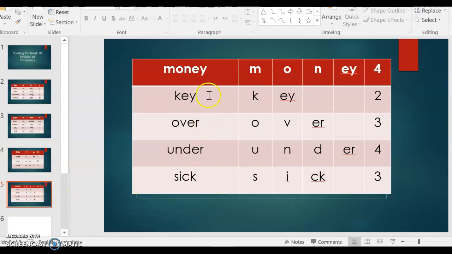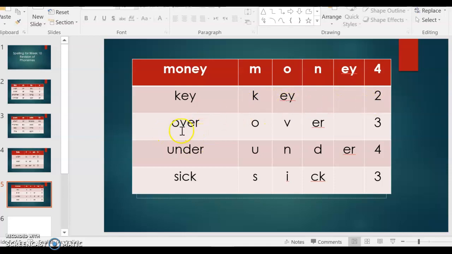And then we've got some more words here. So if we take the first two words here of money and key, let's break these down. Money. M, u, n, e. Again. M, u, n, e. Money. 1, 2, 3, 4. 4 phonemes. Let's go to the word key. K, e. K, e. 2 phonemes.